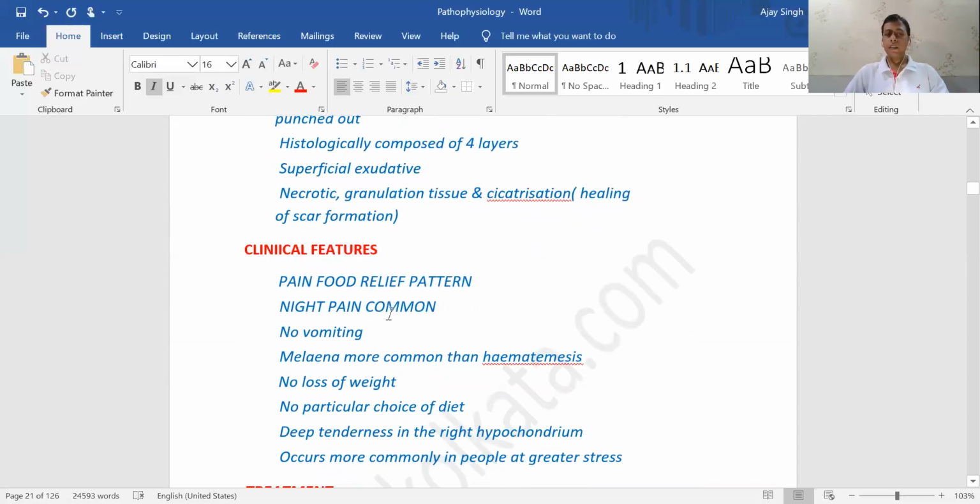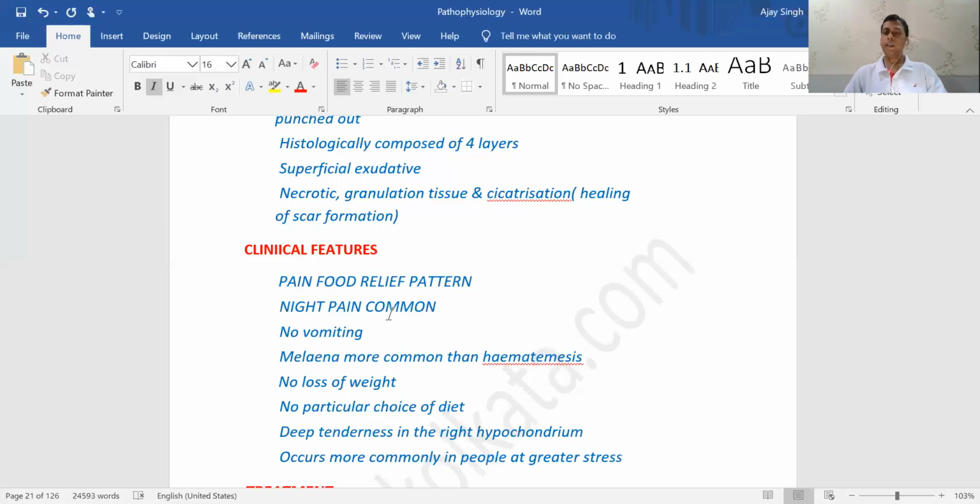But the main important point for us is the clinical features. There is a pain-food relief pattern. In gastric ulcer, the pain is aggravated after food, but here they will have pain on an empty stomach, and whenever they eat something, the pain is reduced. They generally have night pain. After having dinner, when they go to bed, after 3 or 4 hours, around 1 or 2 or after 12 in the midnight, they wake up because of pain. If they eat some biscuits or snacks, the pain reduces and they go back to bed.